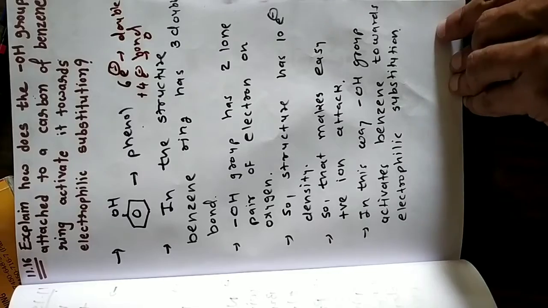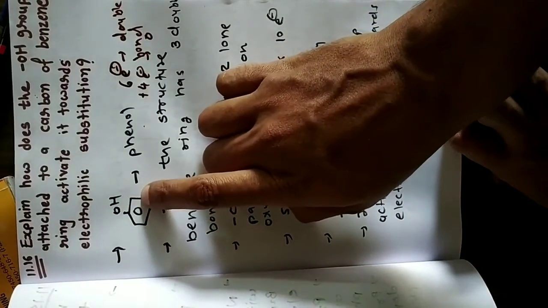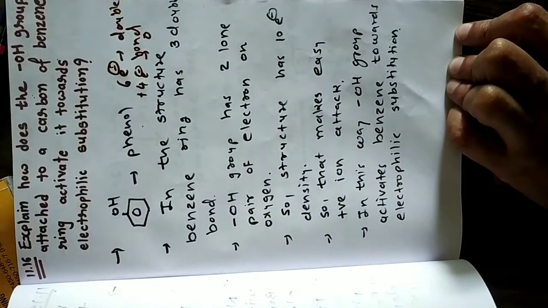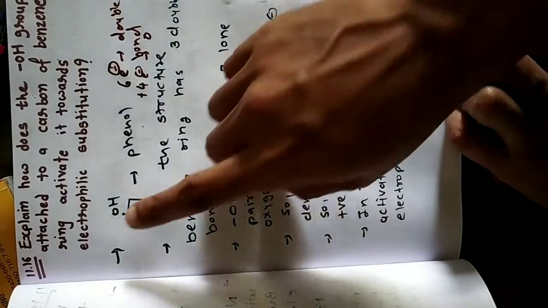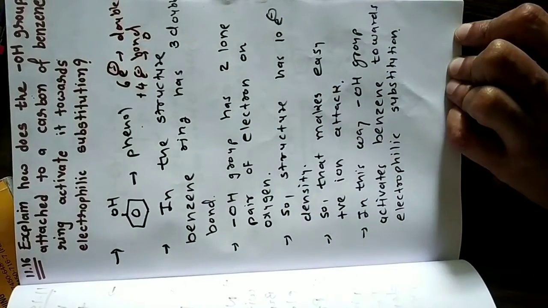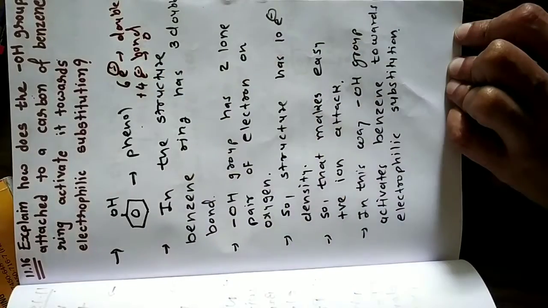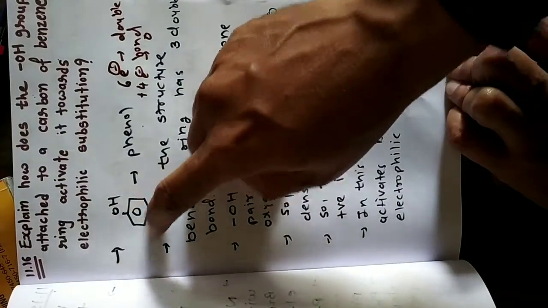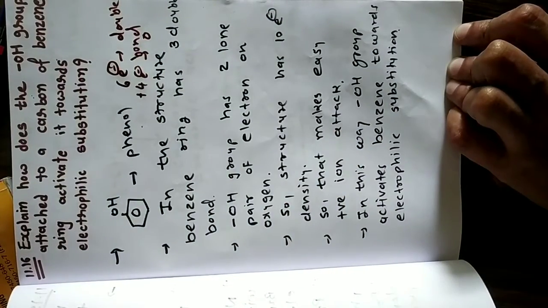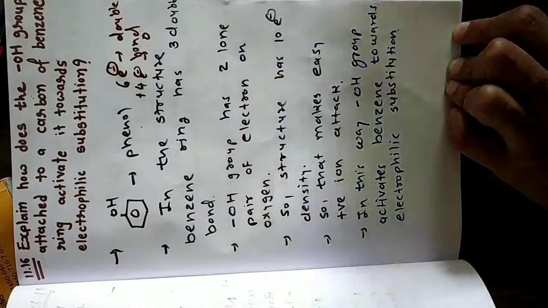Okay. Again, what we have to do here? Total 3 double bonds are there. 6 electrons from those 3 double bonds, and 4 electrons from oxygen, that are non-bonding electrons. So total 10 electron density we have on this phenol structure. 10 electron density activates it towards positive ion, means electrophilic substitution reaction.